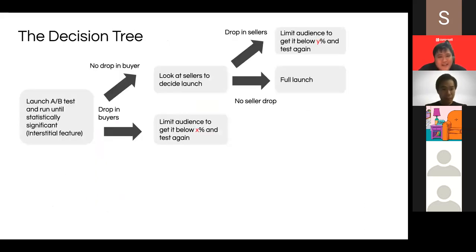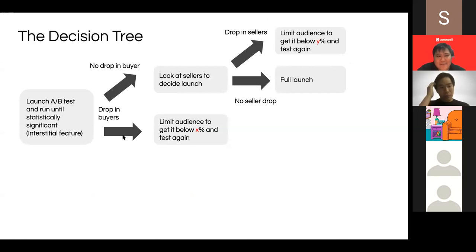So this is the decision tree. In this case, it's an actual decision tree, not a wrong one. Launch if there is no drop in buyer metrics; then we look at seller metrics to decide launch. If there is a drop in sellers, then let's limit the audience to get it below Y% and test again. If there is no buyer drop and no seller drop, basically no impact on growth, and you get money from it, full launch. If you get a drop in buyers, immediately limit the audience to get it below X%.